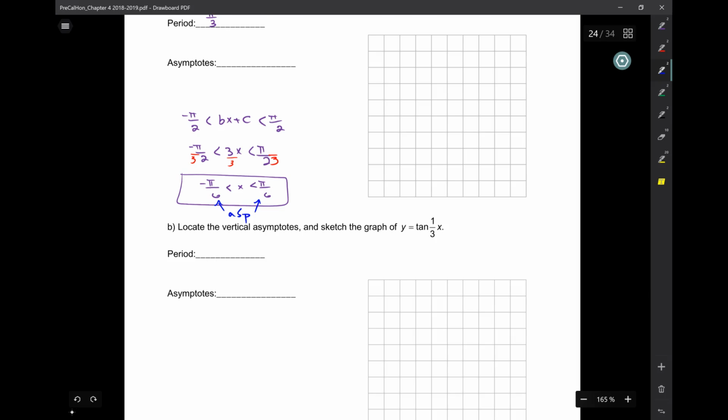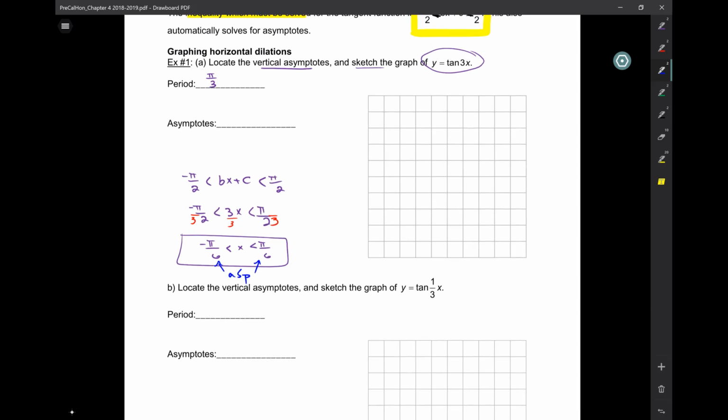Remember that asymptotes are lines, and for lines we need equations. So it's never "the asymptote is negative pi over 6." It's x equals negative pi over 6, x equals pi over 6. If you want to abbreviate, you could say x equals plus or minus pi over 6.